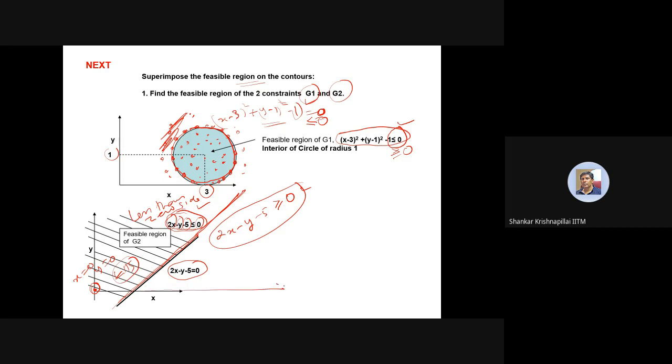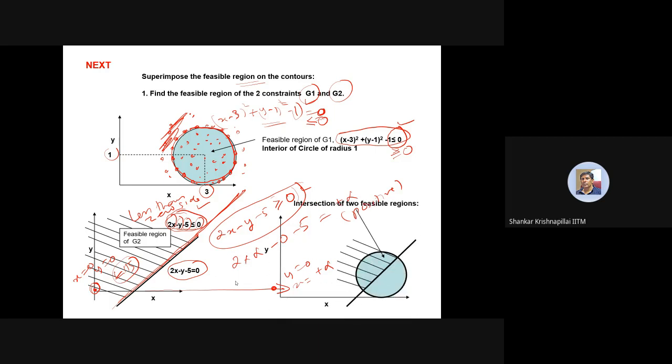You take a point here, so here y equal to 0, x equal to plus infinity. You substitute it: 2 into infinity minus 0 minus 5. So this will give plus infinity, so positive. So this is the greater than or equal to 0 side. So this is how you draw the feasible region.